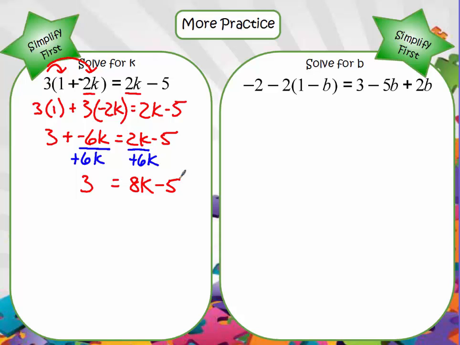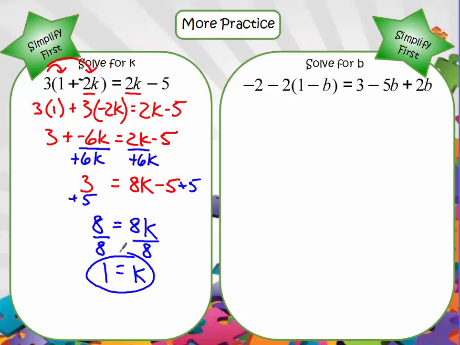Now let's use the additive inverse to get rid of this negative 5. To do so, I'm going to add 5 to both sides. So 3 plus 5 is 8, equals 8k. Negative 5 plus 5 is 0. So I have 8 equals 8k. Now I would use the multiplicative inverse, otherwise just dividing by 8. And 8 divided by 8 is 1k, and 8 divided by 8, it's not 0 here. Remember, anything over itself is 1. That's a really big mistake a lot of kids make.